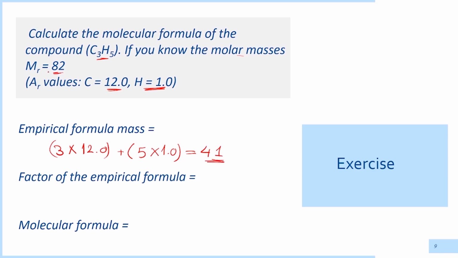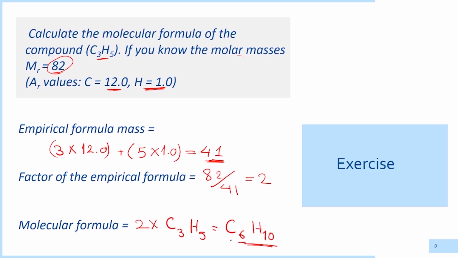Now we know the molar mass is equal to 82 and the empirical formula mass is equal to 41. So if we divide the molar mass 82 by the empirical formula mass 41, it is equal to 2. Again, we will multiply the empirical formula by 2 to get the molecular formula, which is equal to C6H10.